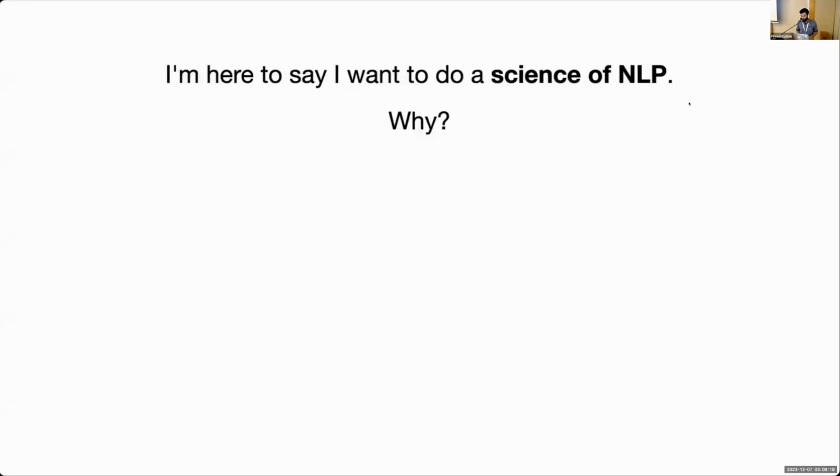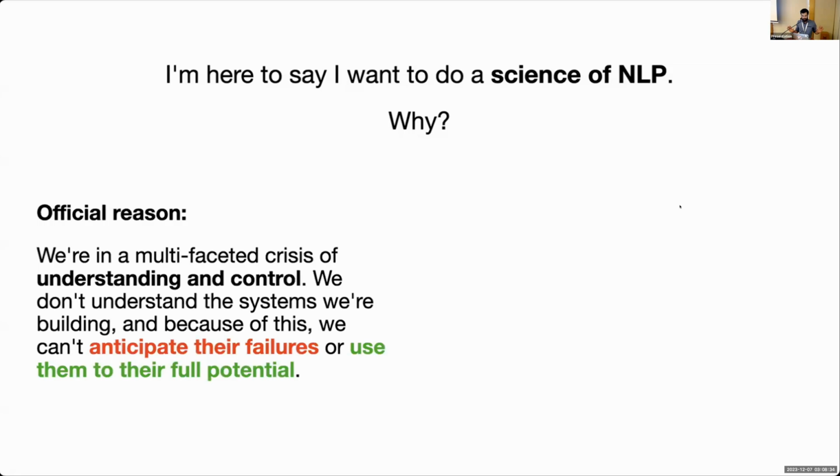But yeah, so what am I here to talk about? I'm here to say that I want to do a science of NLP. What does that mean and why? Well, science means we're actually trying to figure out something about language behavior. Why? I have a couple of reasons. So the official reason is that our field is facing an intellectual crisis of understanding and control, where we're building AI systems that we don't understand, and that limits our ability to control them and anticipate the outcomes of deploying them, or it limits our ability to use them to their full potential.